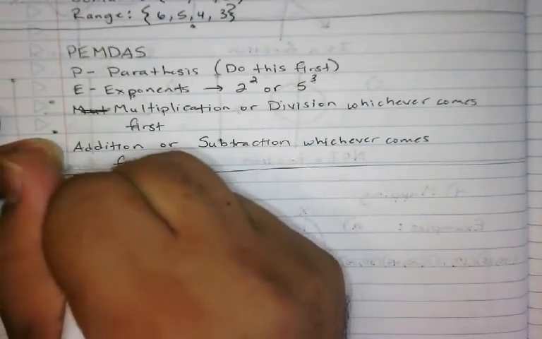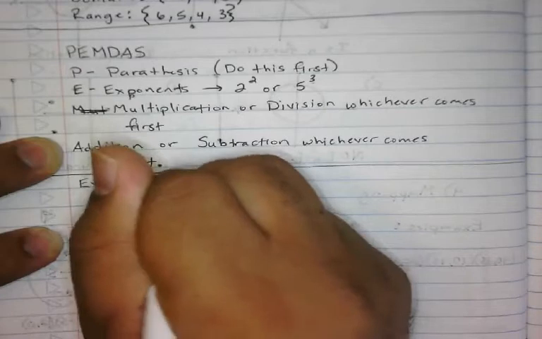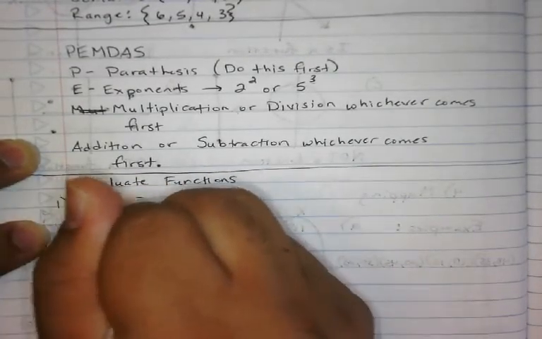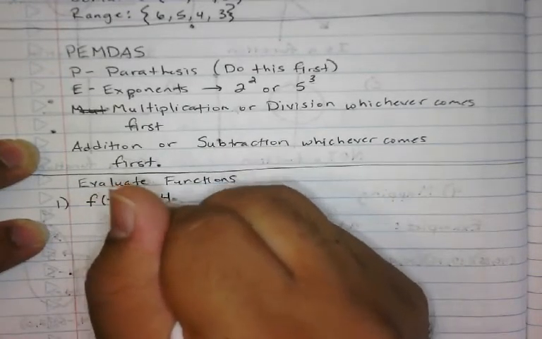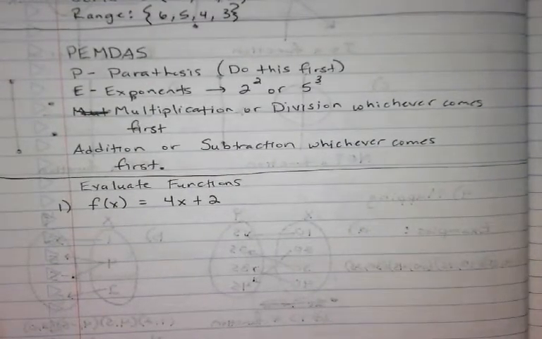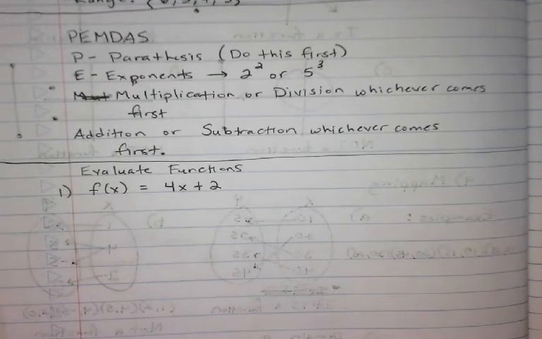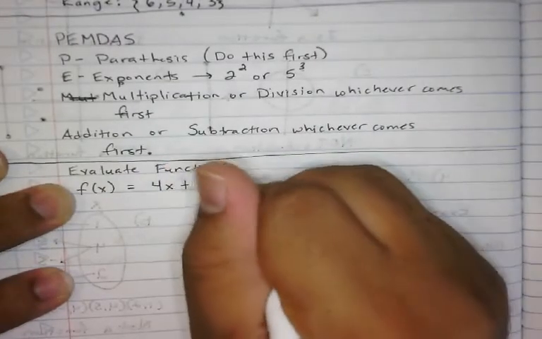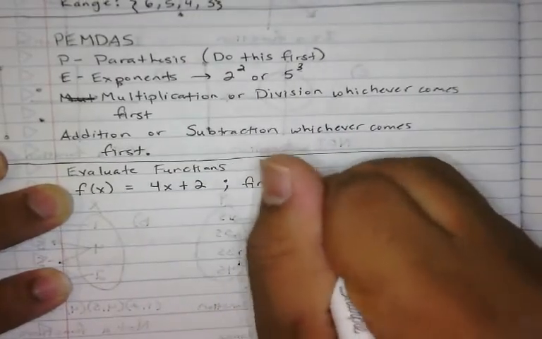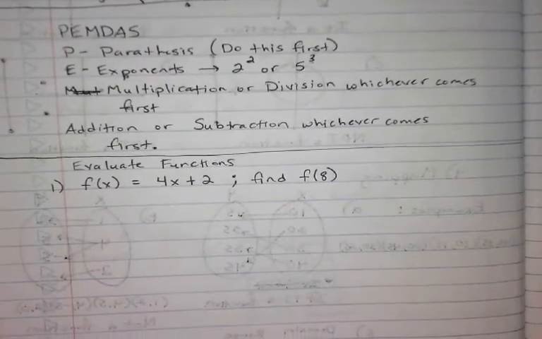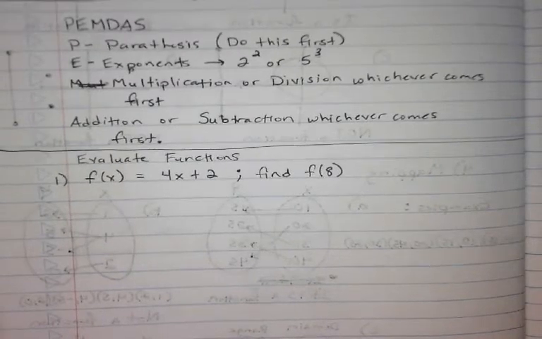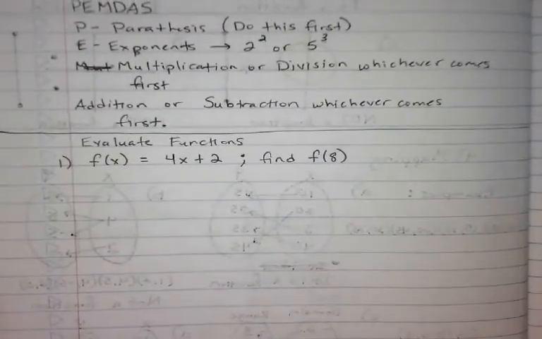Now we're going to evaluate functions. In my first example, I have f of x equals 4x plus 2. We are going to find f of 8. Does everyone have the PEMDAS thing so I can move it up?